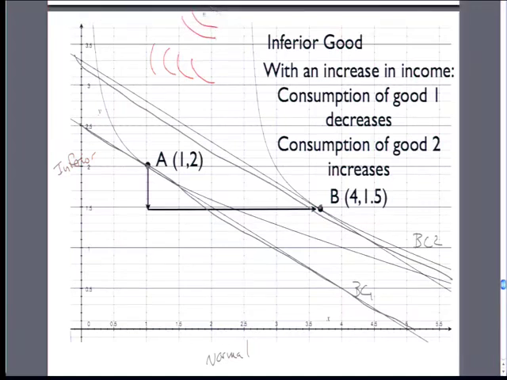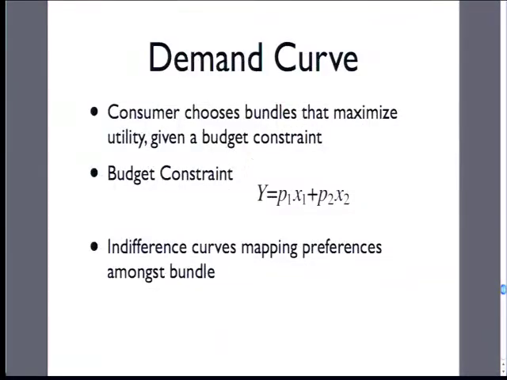Perfectly moving up in both goods. A little bit off. Okay, here we go. So let's do the exercise to go through this to the demand curve.